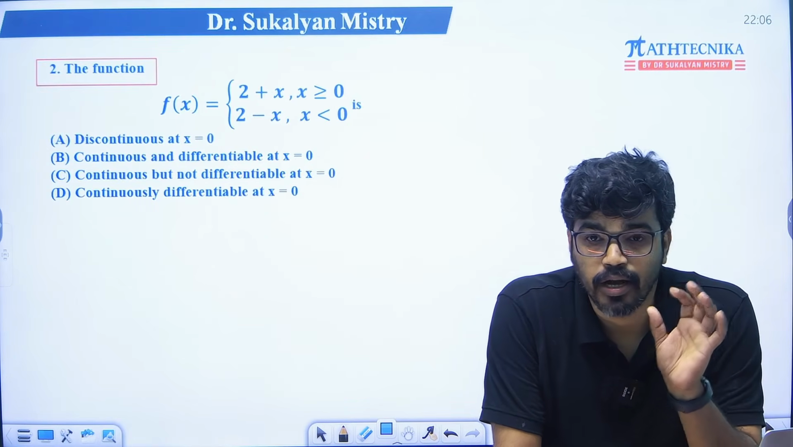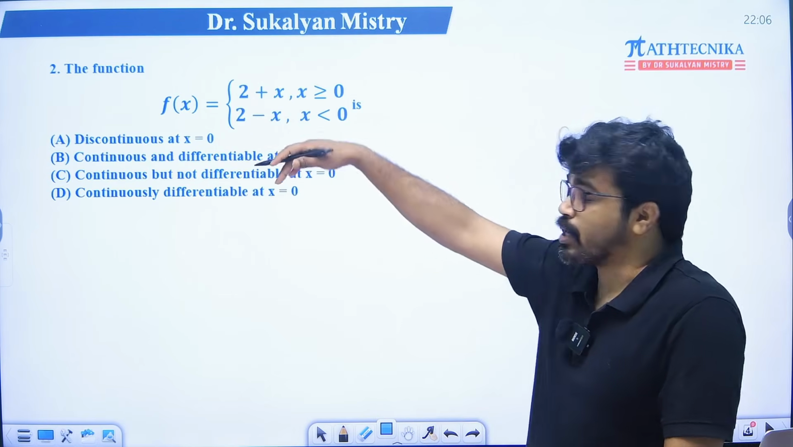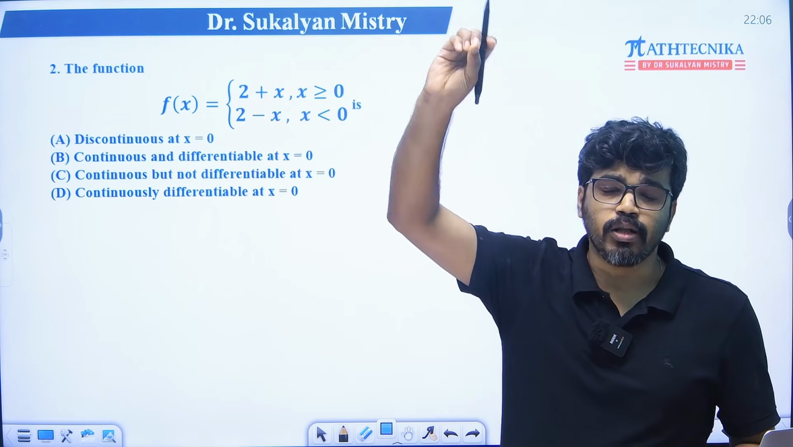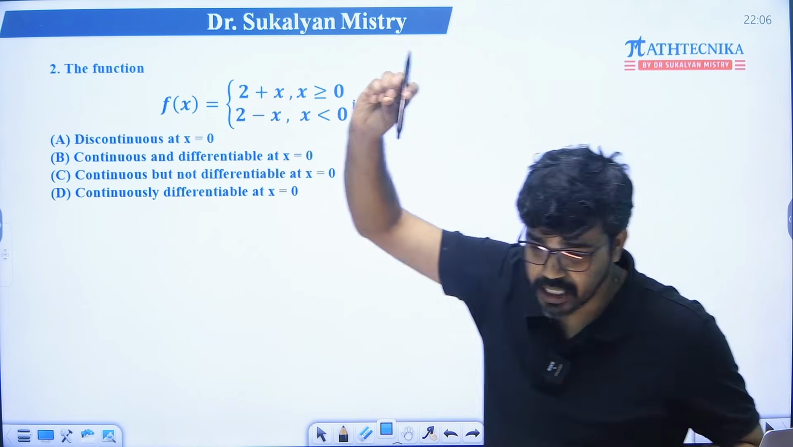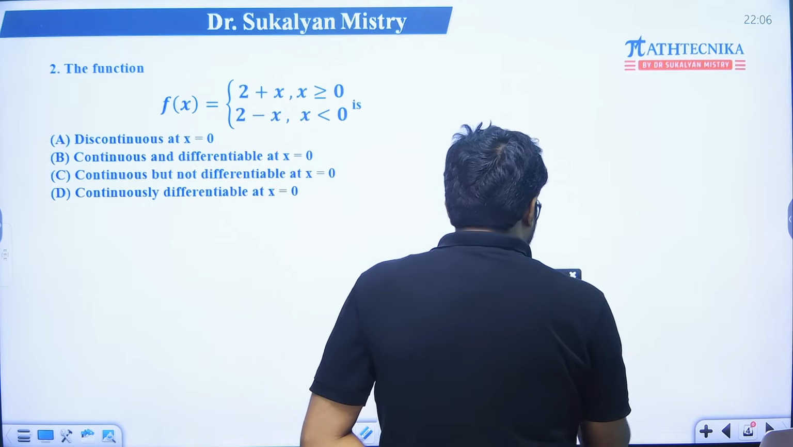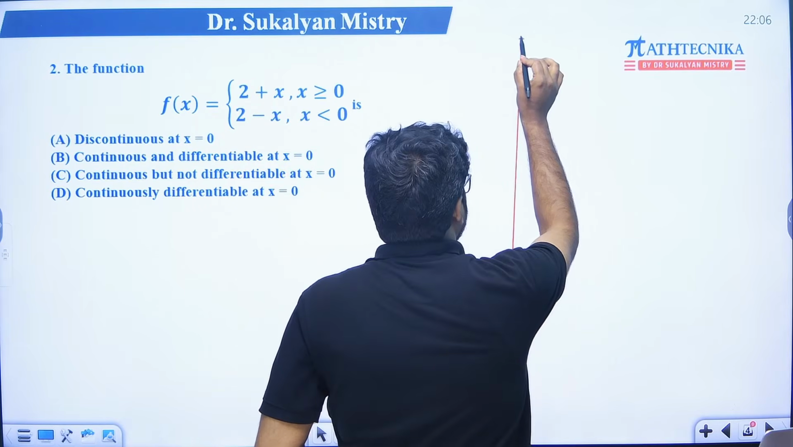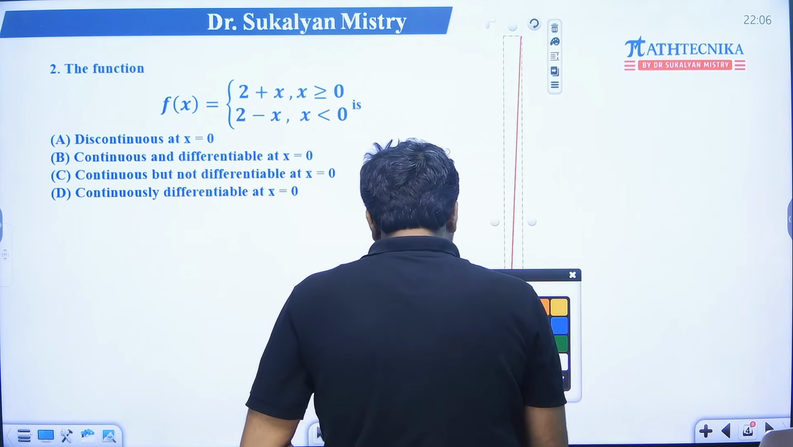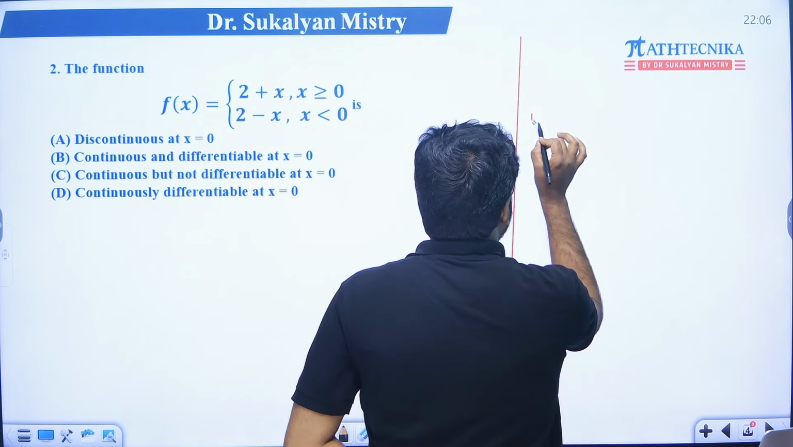For all points. So what is given? This is a problem from continuity. So just recall the definition of a continuous function. First, what is the definition of a continuous function? Just recall this definition.